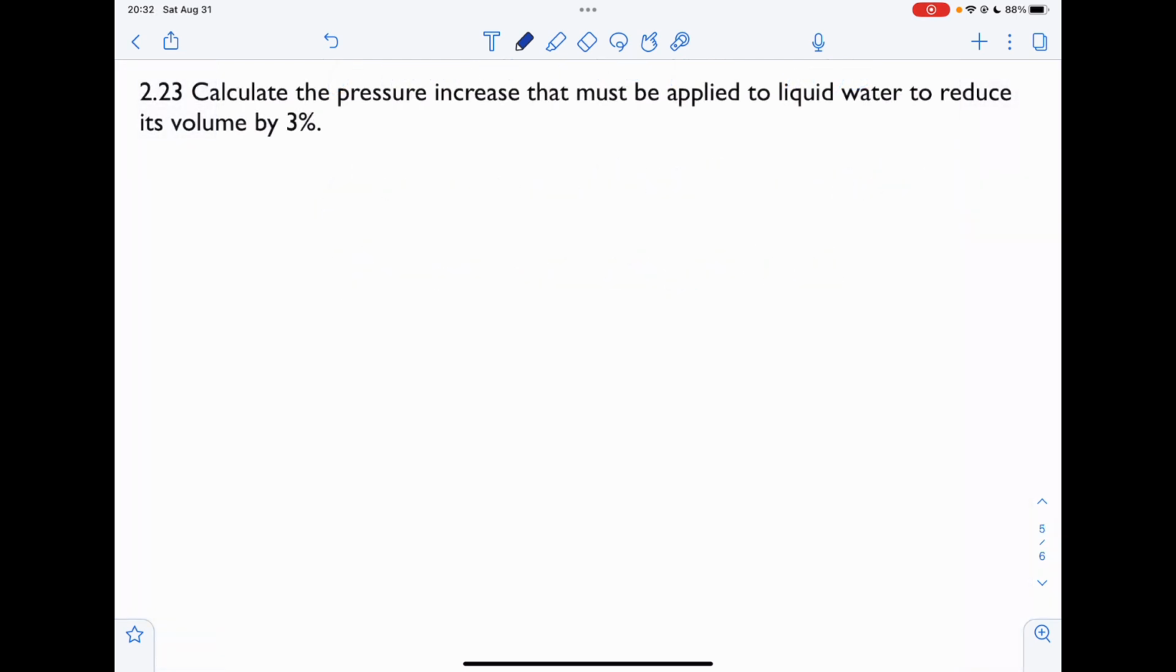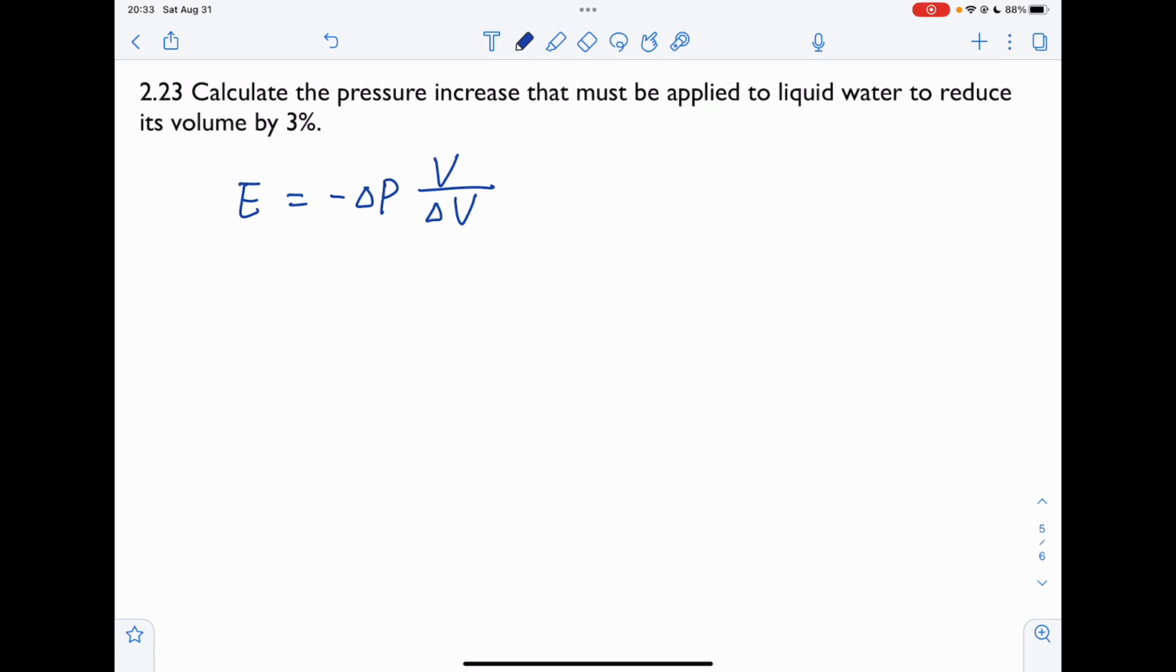Now let's look at the second problem. It asks you to find the pressure increase for the water to reduce its volume by 3%. To solve this problem, we're gonna use the equation of bulk modulus of elasticity, which is E equals minus delta P times V over delta V.